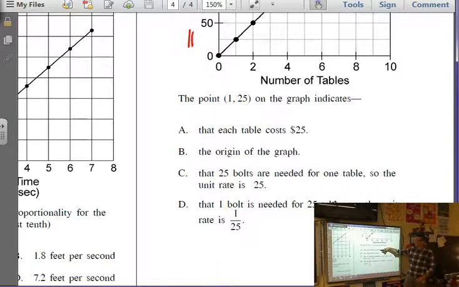No, we don't have any price involved on the graph at all. So get rid of option A. The origin is our 0, 0 point. Get rid of option B. 25 bolts are needed for 1 table, so the unit rate is 25. That sure seems to make sense because this went over to bolts and this went down to tables. Check D just to make sure we didn't answer too quickly. 1 bolt is needed for 25 tables. 1 bolt needed for 25 tables would make for some very dangerous tables. So option C is our correct choice there. It would be 25 bolts for 1 table, and that gives us what is also our unit rate.